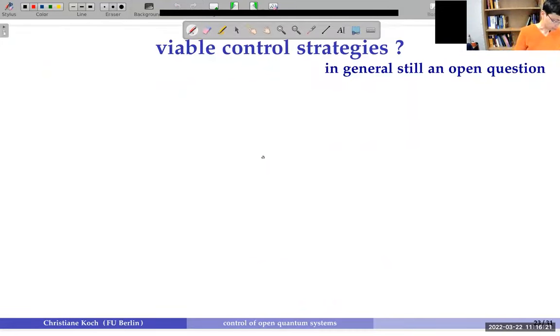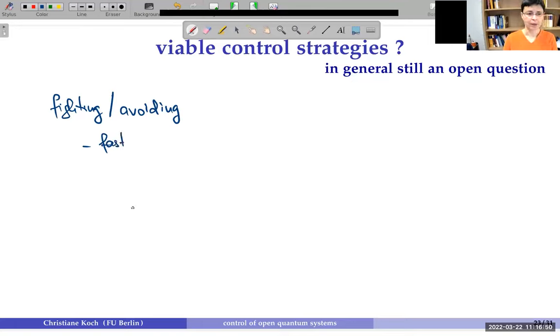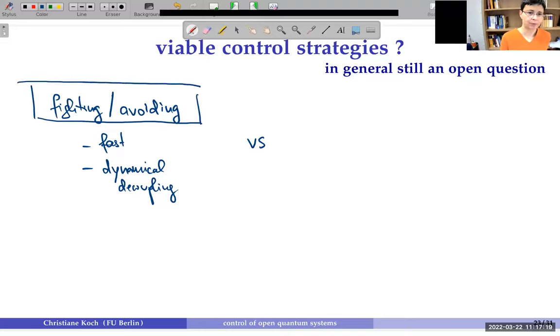But in general, what the viable control strategies are is still an open question. And we can distinguish on the one hand between fighting decoherence or avoiding it. So if we can find a decoherence-free subspace, perfect. But if not, how can we fight it? Well, one way is by being very fast. And that was actually the motivation for the example on the Rydberg atom that I showed you earlier, to do this as fast as possible, so as not to suffer from decoherence. And another strategy is what is called dynamical decoupling, but I won't have time to go into this at the moment.